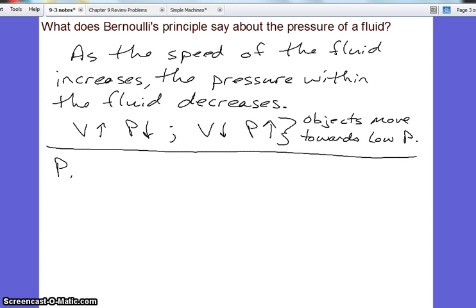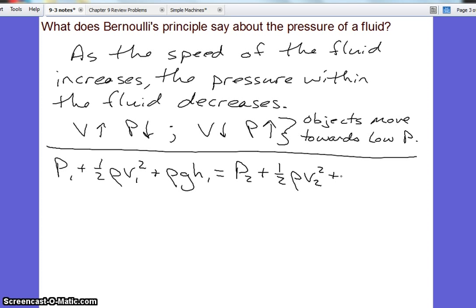Now mathematically, we see it as this relationship here, which says that the pressure plus 1/2 the density times the speed squared plus the density times the gravitational field, 9.81, times the height stays the same. That whole amalgamation stays the same from location to location. So we see as the speed goes up, the pressure goes down to compensate for that.